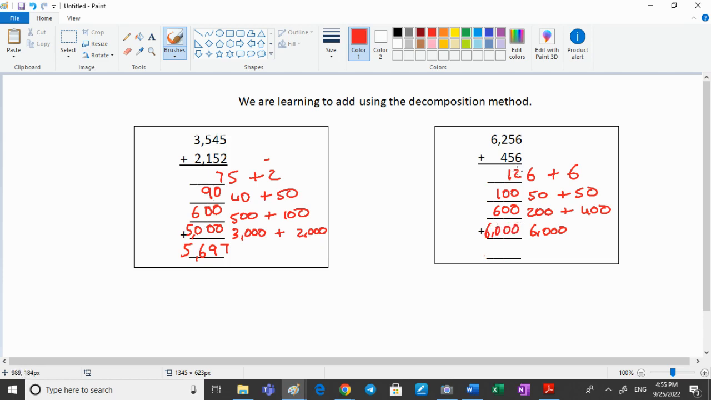Now we do our vertical addition. We've got 2 plus 0 is 2. 1 plus 0 is 1. 1 plus 6 plus 0. 1 plus 6 is 7. Comma between the hundreds and the thousands. And 6,000 with no other thousands to add.